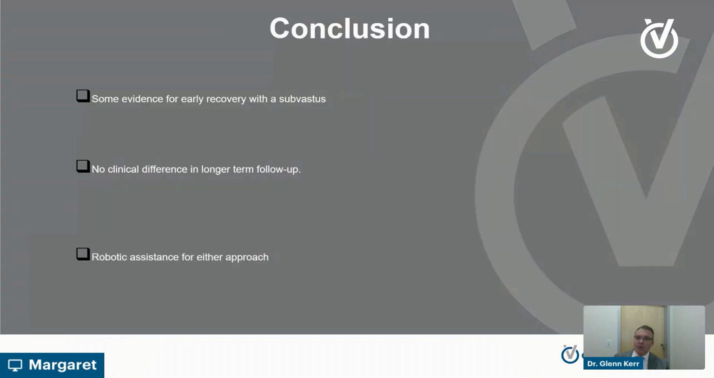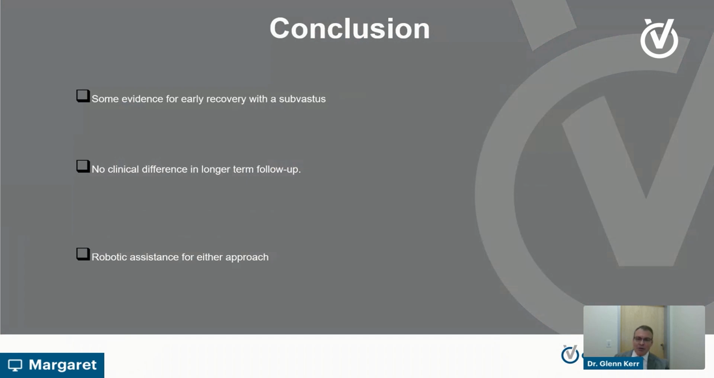I wanted to conclude with an overview, the 3 points I'd like you to take home. There's some evidence for early recovery when it comes to subvastus procedures, and that's likely due to the amount of patellar eversion that is done. Many times with a subvastus approach, the patella may not be resurfaced, the patella may not be everted, and the patient has less pain because of that.